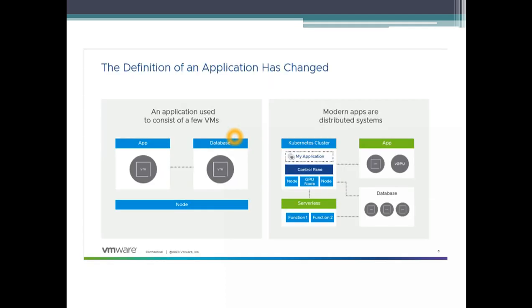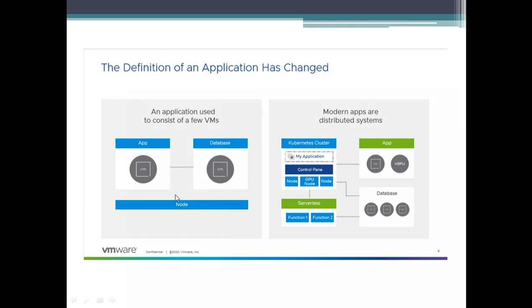Let's look into why VMware is re-architecting their hypervisor. The definition of application has changed. We all know that. The applications which were designed and developed 6 to 7 years ago are no longer designed and developed like that. People want more agility, and the applications are designed differently these days.